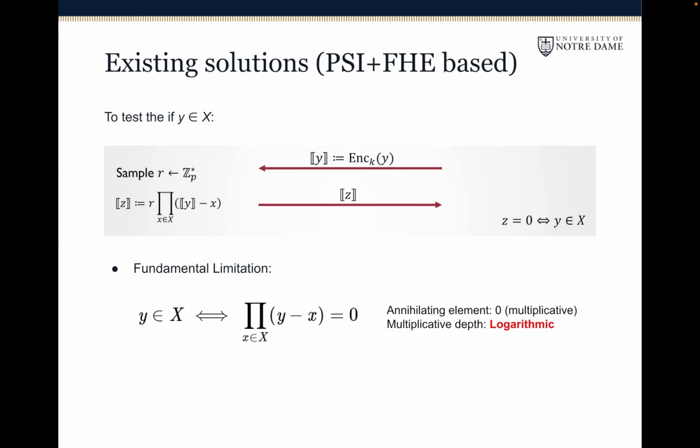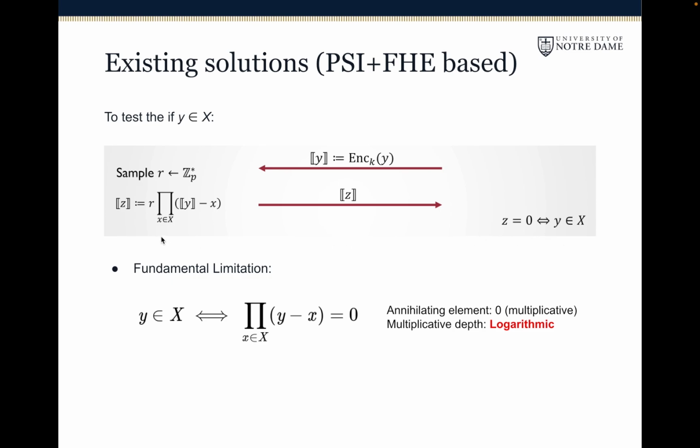Now we go over how existing FHE-based PSI works. Basically, the receiver sends an encrypted query to the sender, who computes this intersection polynomial using the query, and you can see the sender set is in plain text here. The sender then sends the result back to the receiver, who checks if the result is 0 and confirms an intersection, otherwise it is a random element R.